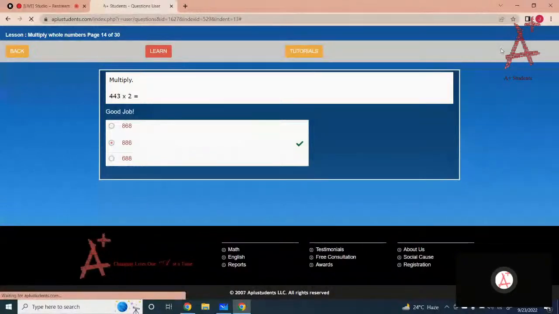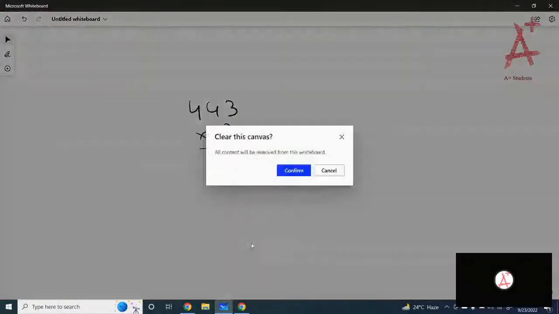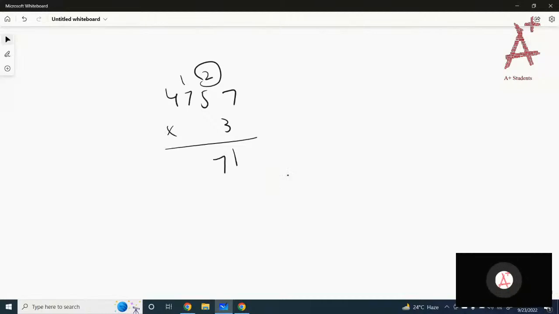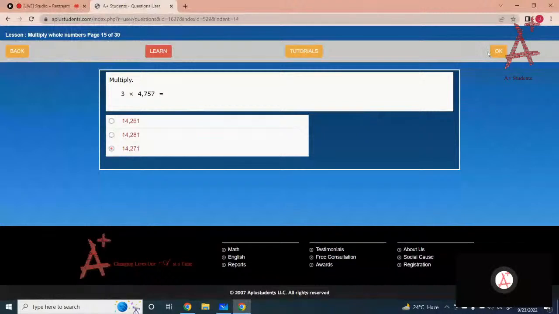Okay, the next one is 4757 times 3. So 3 times 7 is 21. Write a 1 over here and carry 2. 3 times 5 is 15, and add the carry, it is 17. Write 7 and carry 1. 3 times 7 is 21, and 1 is 22. Write a 2 over here and carry 2. 3 times 4 is 12, and 2 is 14. It is 14,271. So this one is the correct option. Got it?